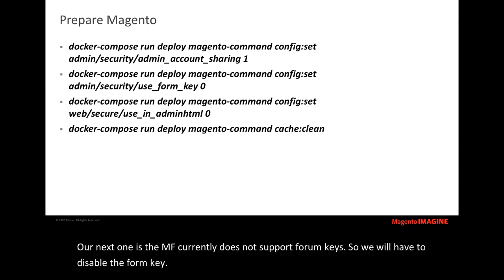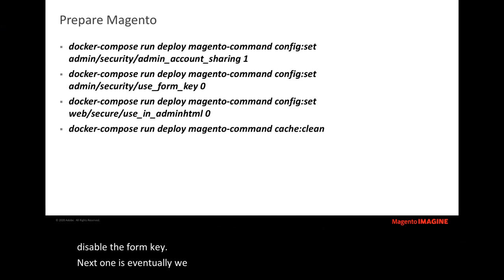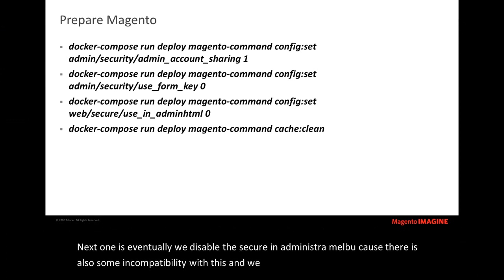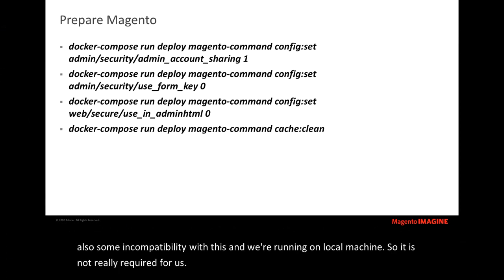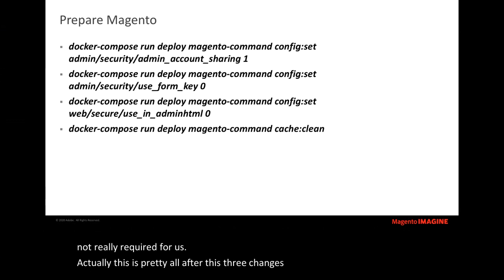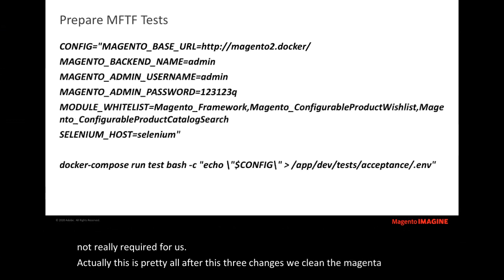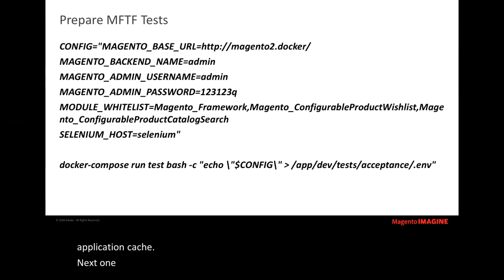Next, we disable secure in admin HTML, because there is also some MFTF incompatibility with this, and since we are running on local machines, it is not really required for us. This is actually all. After these three changes, we clean the Magento application cache. Next is related to the MFTF framework configuration itself. There is a configuration in the .env file, and we need to pass some configuration to this file.